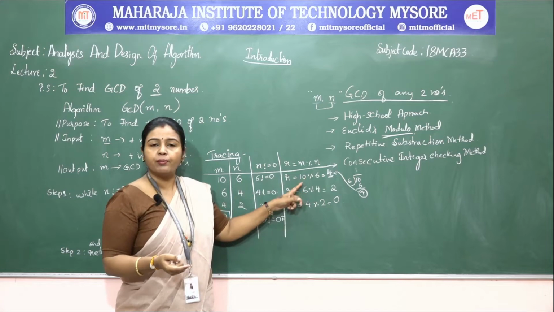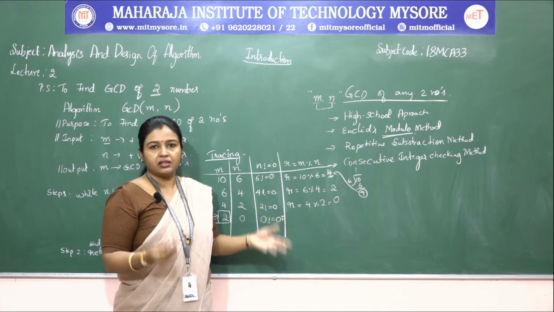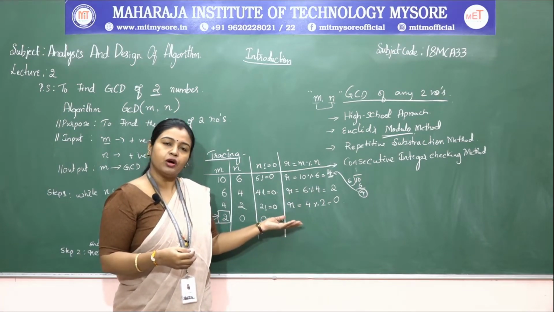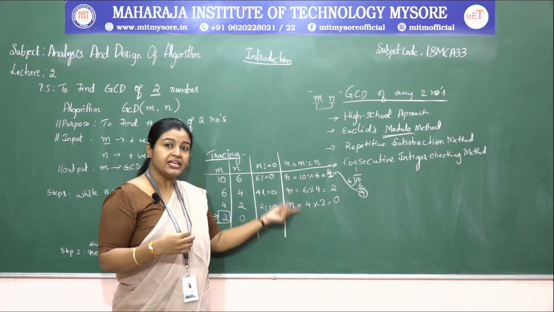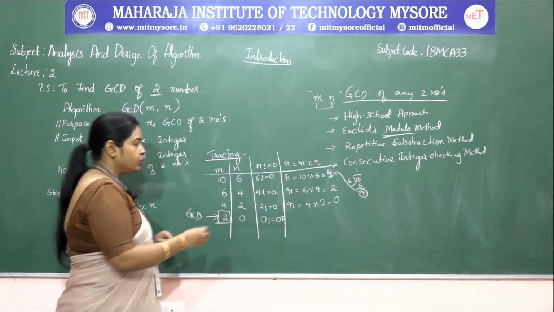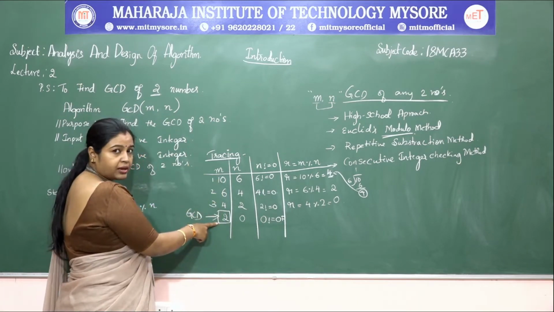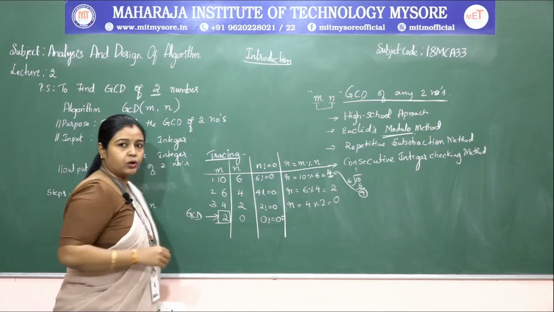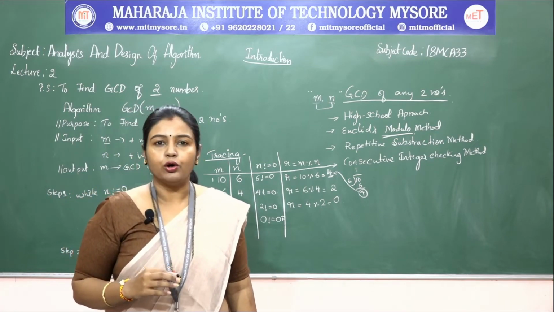Every time we are performing a division operation. Of course it is a modulo operation. Modulo is nothing but a division operation itself, but it gives you the remainder. How many times was your basic operation executed? Your operation executed 3 times: 1, 2 and 3. At the fourth step you got the GCD of 2 numbers. So this is how we calculate the GCD of 2 numbers using Euclid's modulo method.